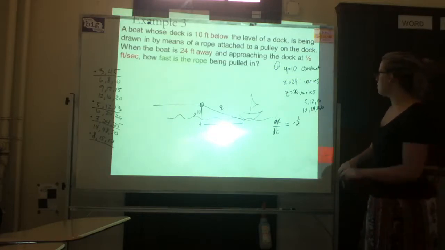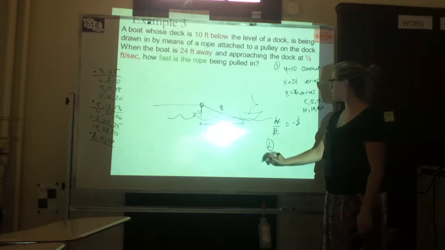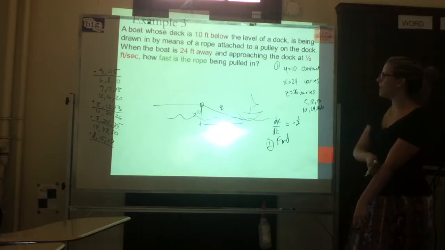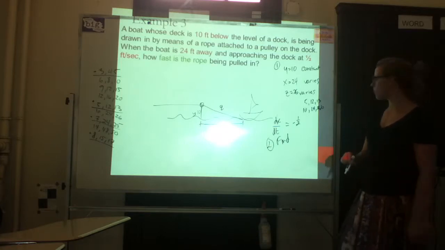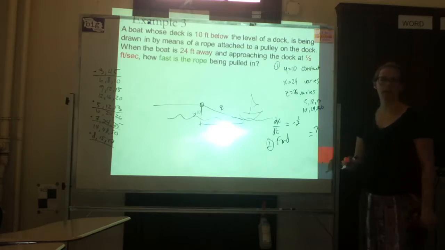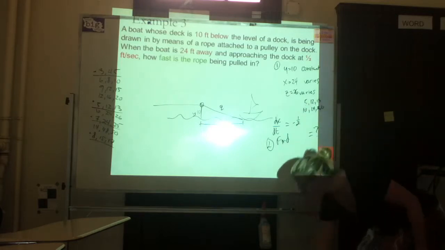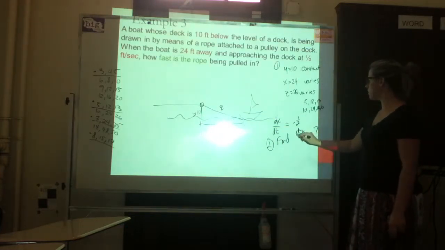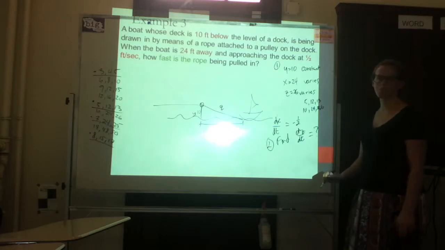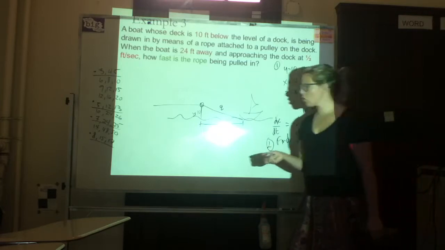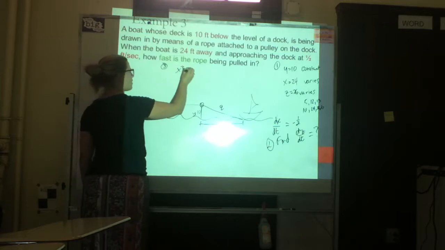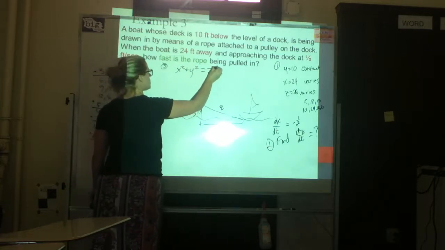Okay, so now, 2. What do I need to find? How fast is the rope being pulled in? Think about what our find is. It's dz/dt. That's our find. So let's go ahead and write our relating equation. Our relating equation, step 3, is x squared plus y squared equals z squared.